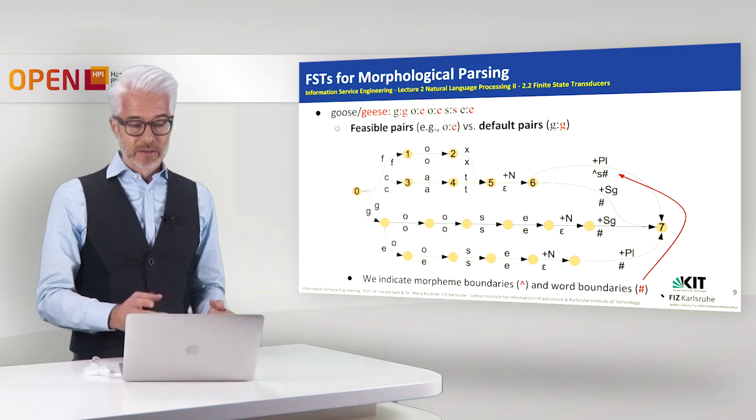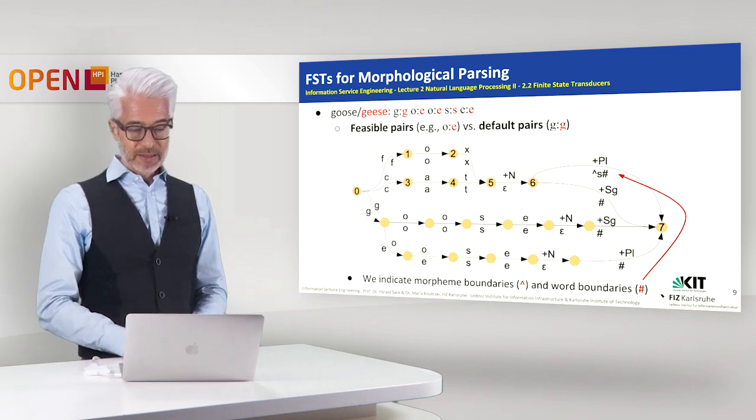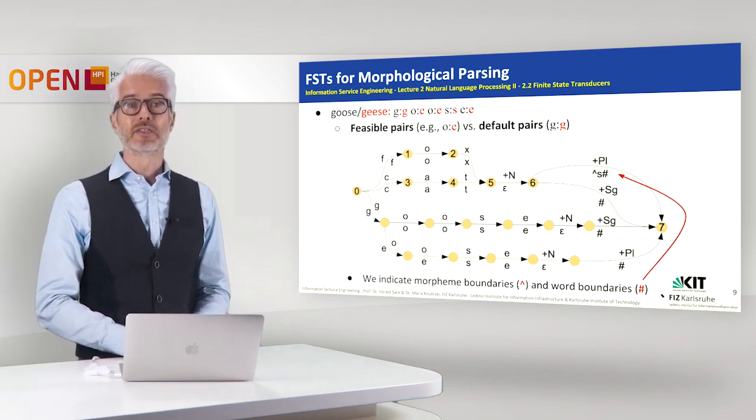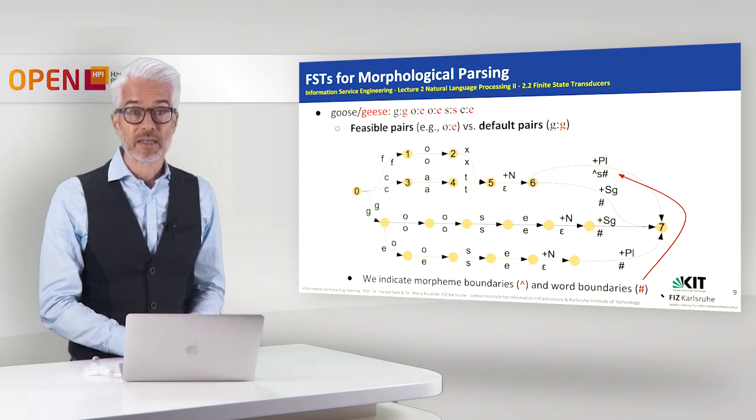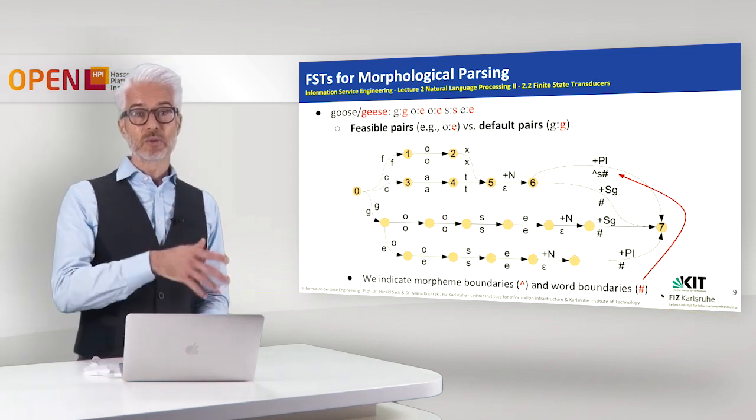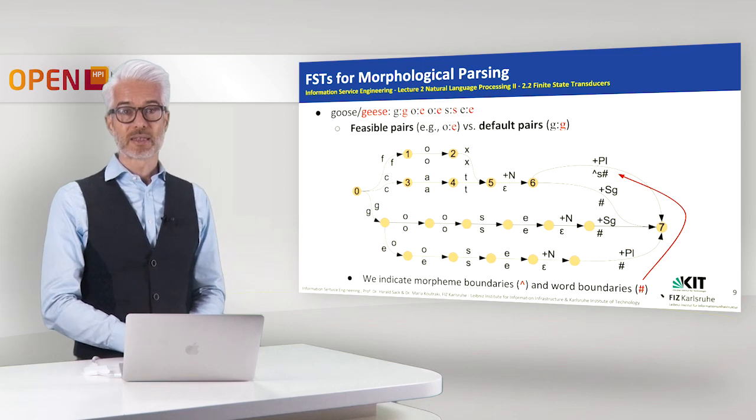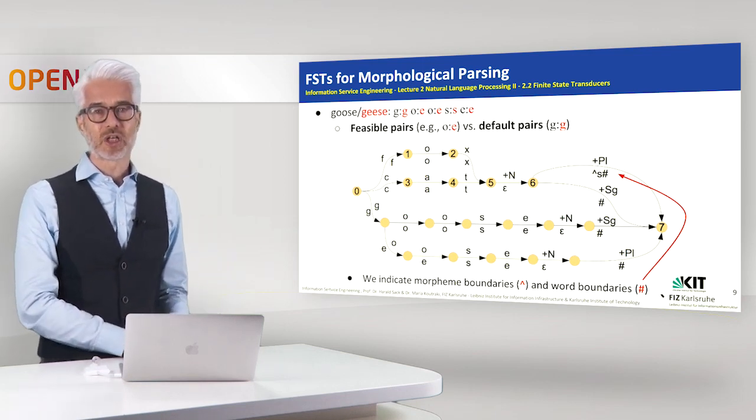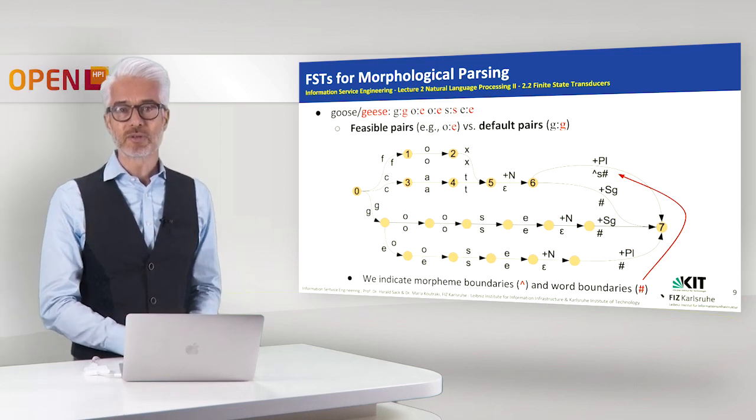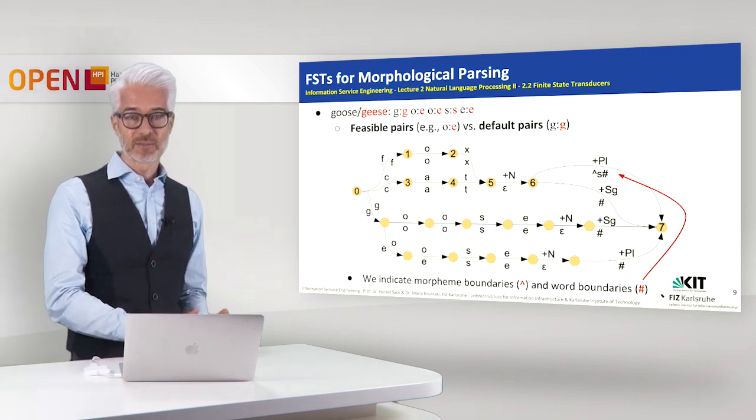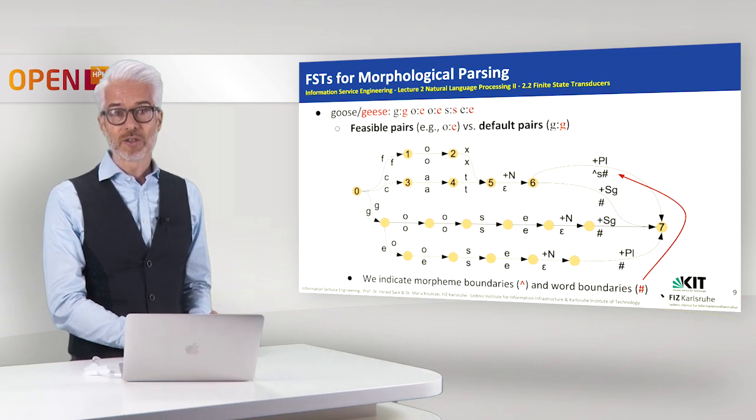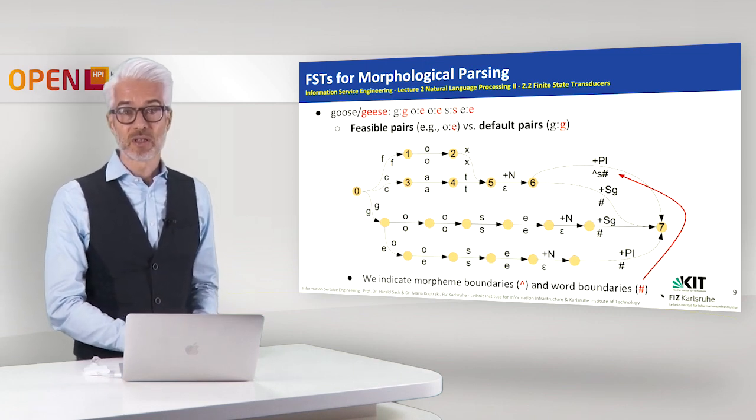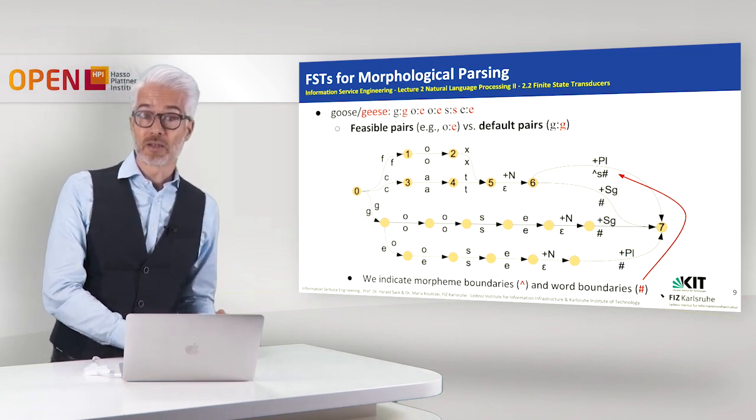Okay, so for morphological parsing, for example, you then have to consider graphs like this. And here, for example, if you consider goose and geese, you see that you always have pairs in the input and output, which are either so-called default pairs, which means a G is mapped to a G in the output, or you have so-called feasible pairs where the letter changes in the output.